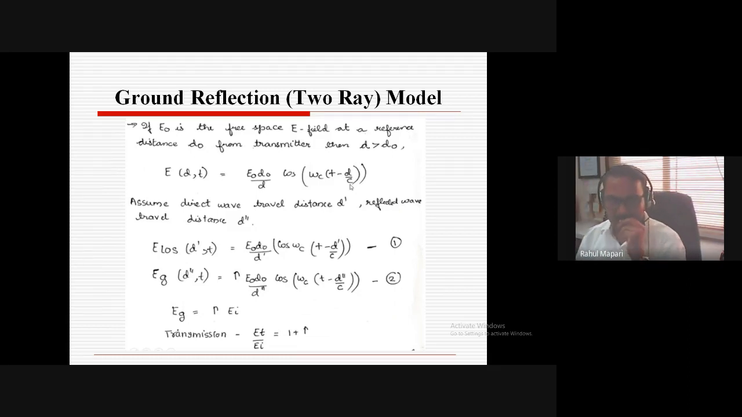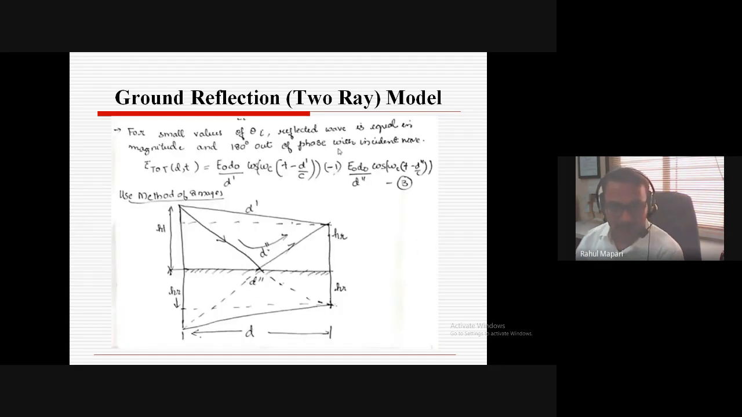Why is it called the ground reflection? To calculate some values, there is the upper value above the ground, and there is a mirror image below the ground. The mirror image is drawn only to find out the values for D dash and D double dash. Let me explain how.